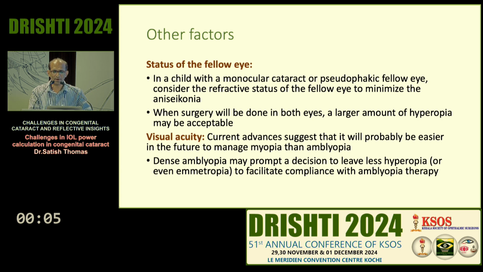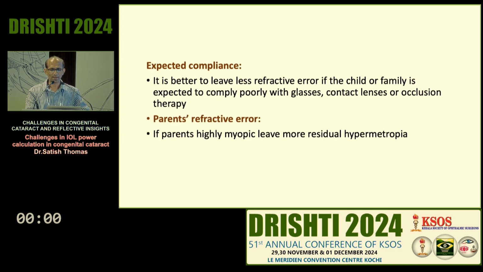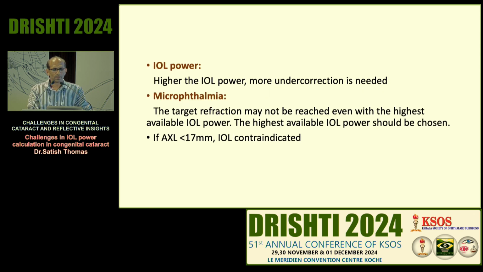And if there is a dense amblyopia, then it might be better to leave less hyperopia to treat the amblyopia. And if you know that the compliance is going to be poor, then again, err on the side of emmetropia rather than hyperopia. The higher the IOL power, the more the undercorrection needed. And in microphthalmia, we may not get the high power of IOL that is required, so you can go for the highest available IOL power.